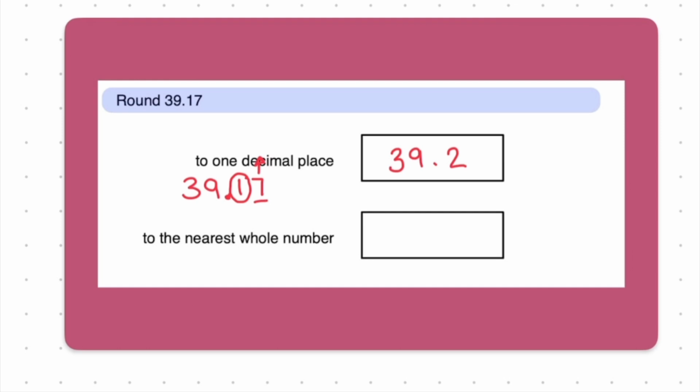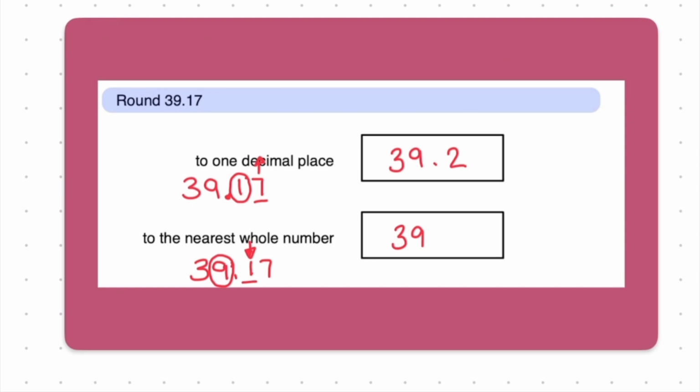Now we want to round it to the nearest whole number, so 39.17. So we're circling our ones digit and we're underlining our bossy number. He's telling us to go down, so we're going to go down to 39.